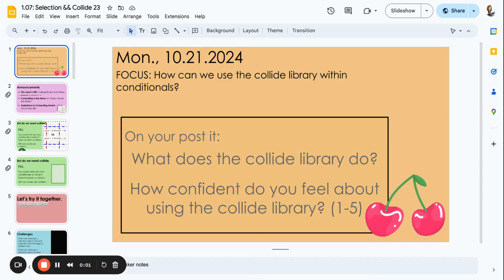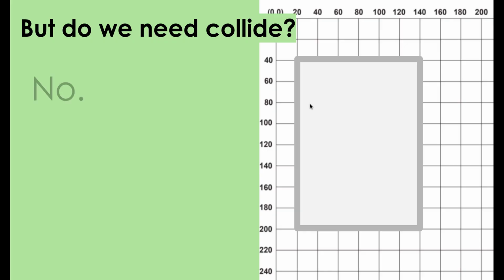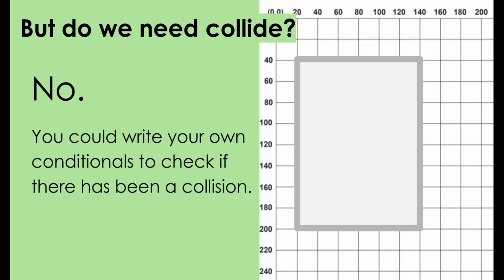In this video, we're going to talk about how we can use the Collide library to make stronger conditionals and make things happen. So I am going to go ahead and pop this into full screen mode. And so the big question is, do we need Collide? The answer is no. We could write our own conditionals to check if there's been a collision.